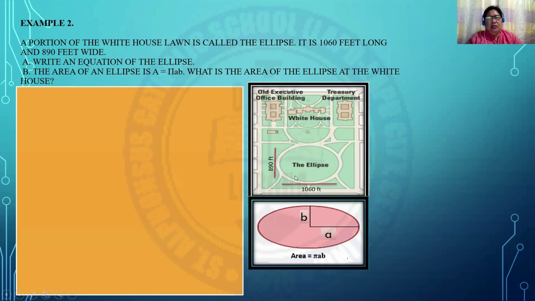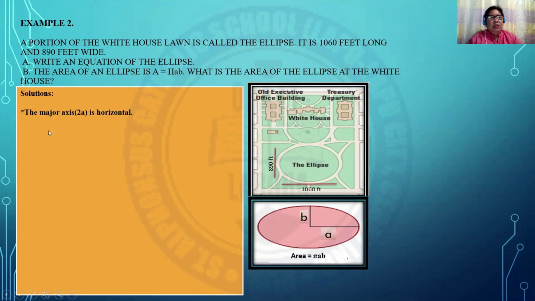This is the illustration. This is the lawn. The measurement from here to here, which is equivalent to 2a, is 1,060 feet, and the measurement here is 890 feet. This is the illustration in finding the area, which is equivalent to pi ab. The measure from here to here is a, and from here to here is b. Just simply multiply a and b with pi and it will give you the area of the ellipse.